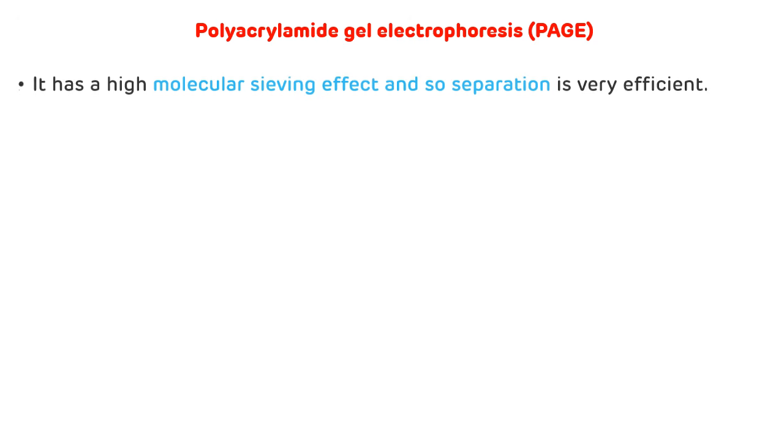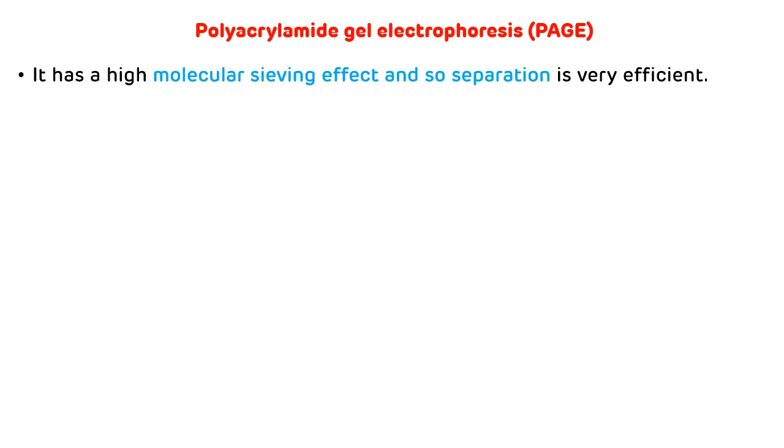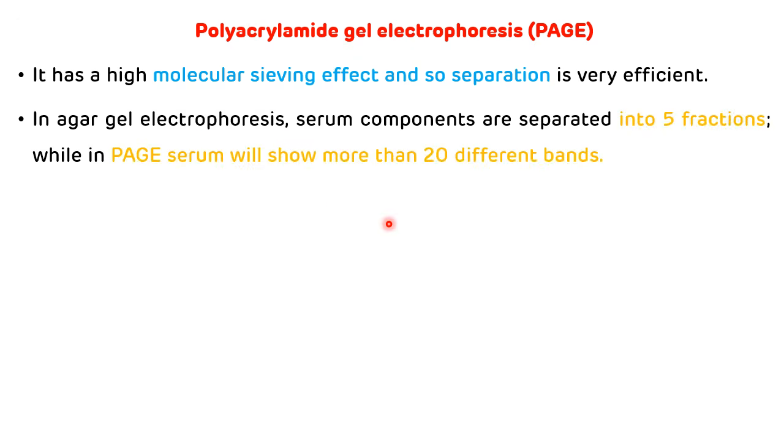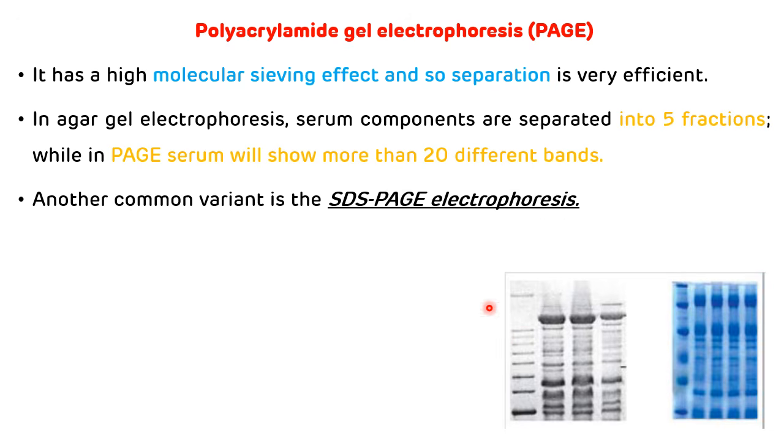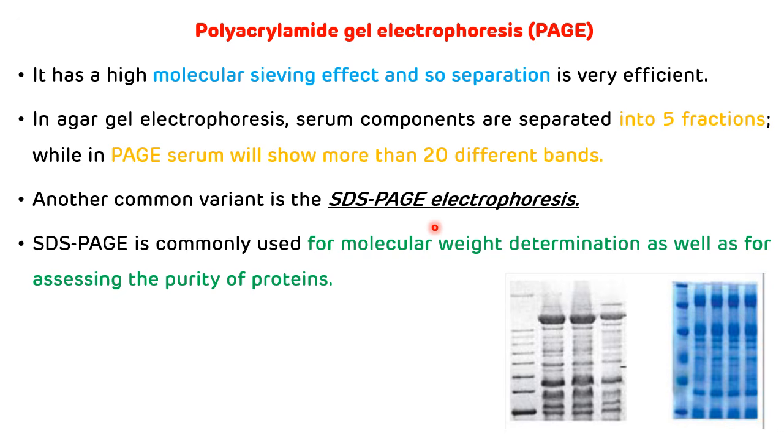First we will see polyacrylamide gel electrophoresis. It has a high molecular sieving effect, so the separation is very efficient in polyacrylamide gel electrophoresis. In agar gel electrophoresis, serum components are separated into 5 fractions, while in PAGE, serum will show more than 20 different bands because of the molecular sieving effect. Another common variant is SDS-PAGE electrophoresis. SDS-PAGE is commonly used for molecular weight determination as well as for assessing the purity of proteins.